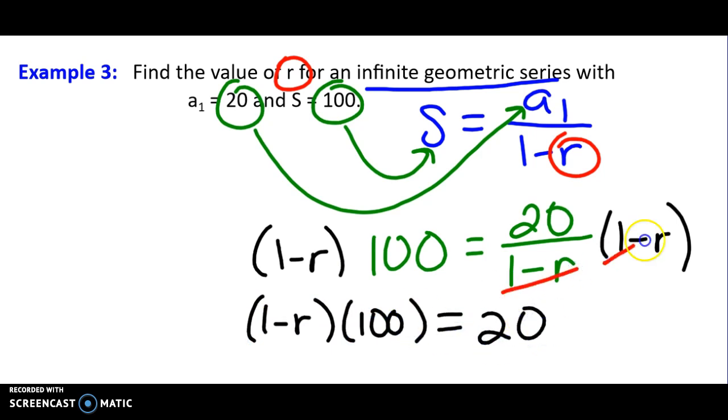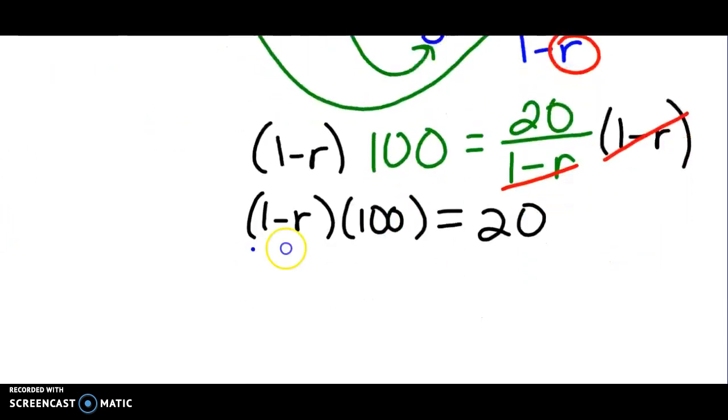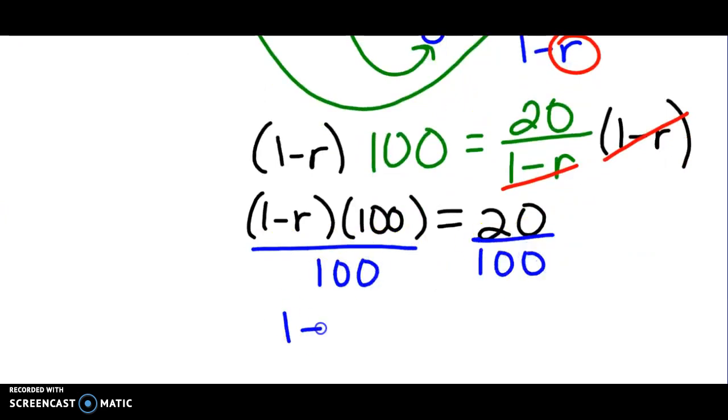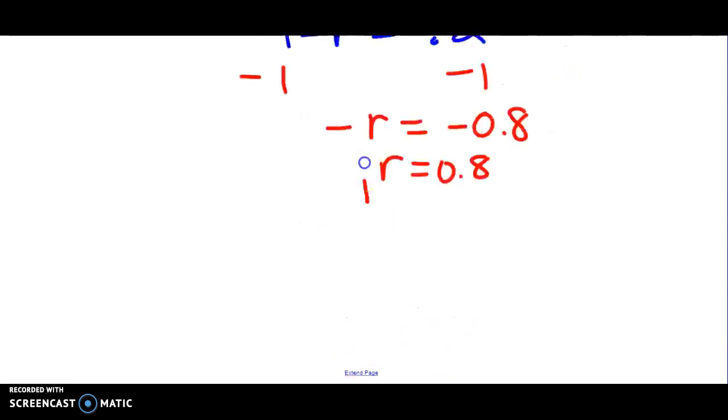Because this 1 minus r over 1 minus r becomes 1. And instead of distributing, the best thing to do here would just be to divide this by 100. And you would have 1 minus r is equal to 0.2. And then you can subtract 1 from both sides. Negative r is equal to negative 0.8, which means r is equal to positive 0.8. So our multiplier is 0.8.